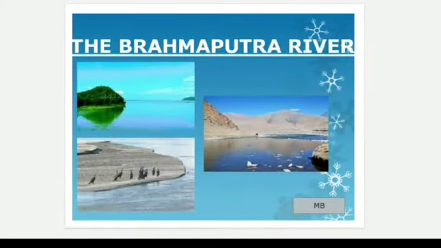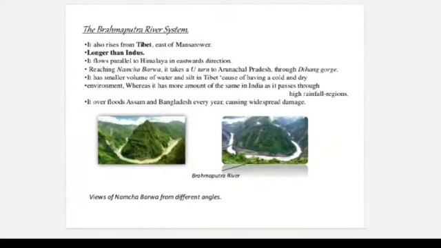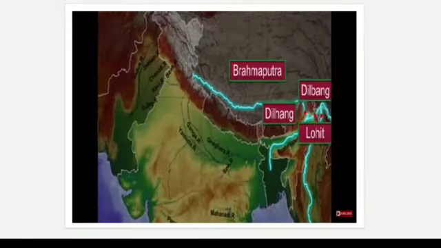Now we come to Brahmaputra river. Brahmaputra river rises from Tibet east of Mansarovar, that is very close to the sources of Indus and Satluj.